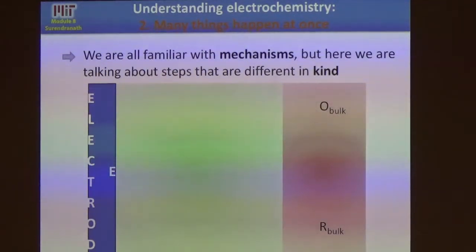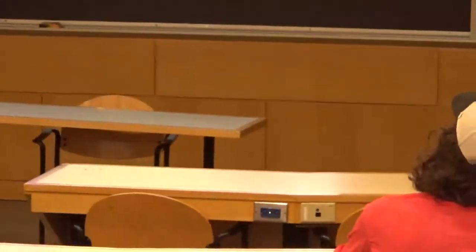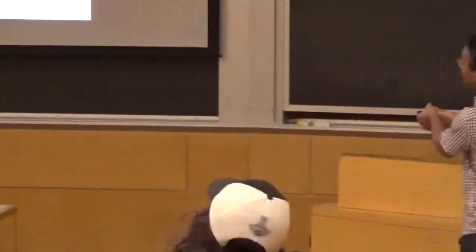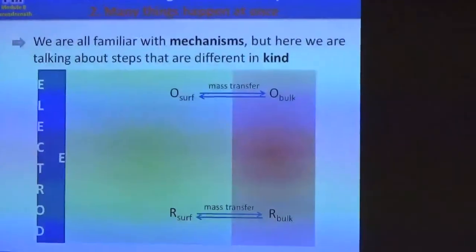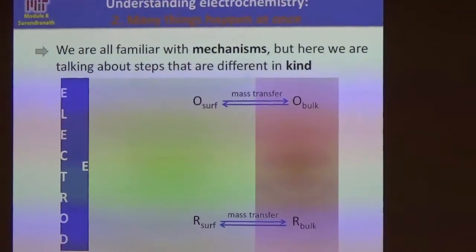And the reason they're a different kind of mechanism is that they don't only involve activation-controlled processes. They also involve diffusion and convection because you're at an interface. I hope that makes sense. So there are elements of this mechanism that involve mass transfer. You need to move reactants or products from the bulk of a medium to a region near an electrode to be able to do a reaction.